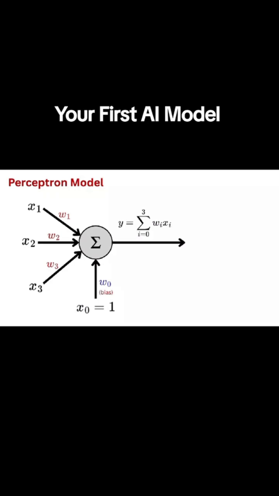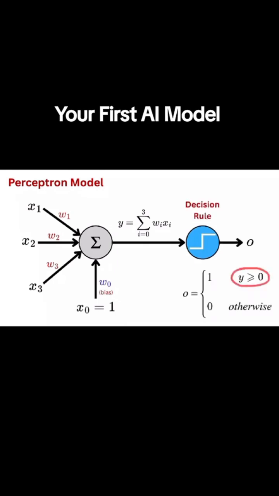But neurons don't just give raw numbers. They usually pass this result through a decision rule. For example, if the result is greater than 0, the output is 1. Otherwise, the output is 0. This is like a switch, on or off. So the neuron is not just calculating values, it is deciding. This simple structure of inputs, weights, bias, summation, and decision is called a perceptron. It is the most basic building block of neural networks, also called the smallest thinking unit.